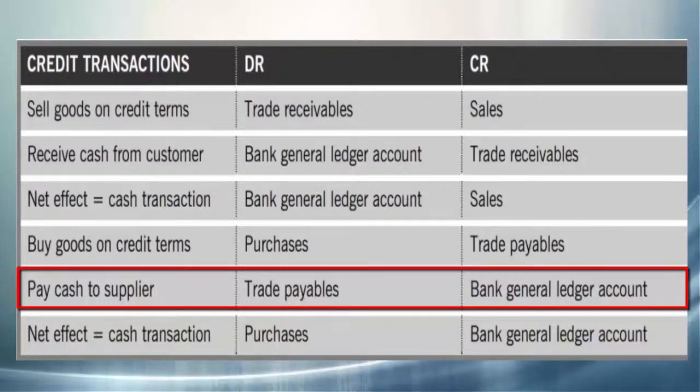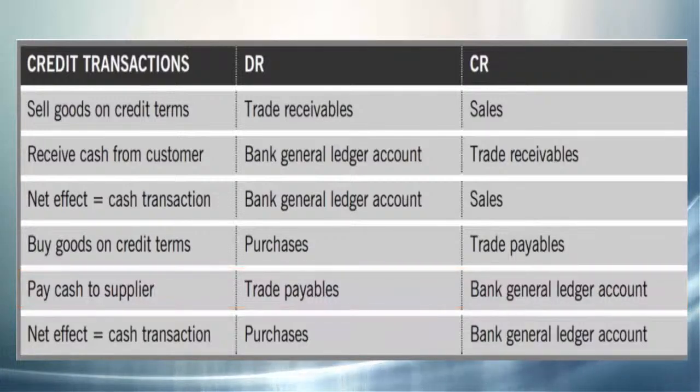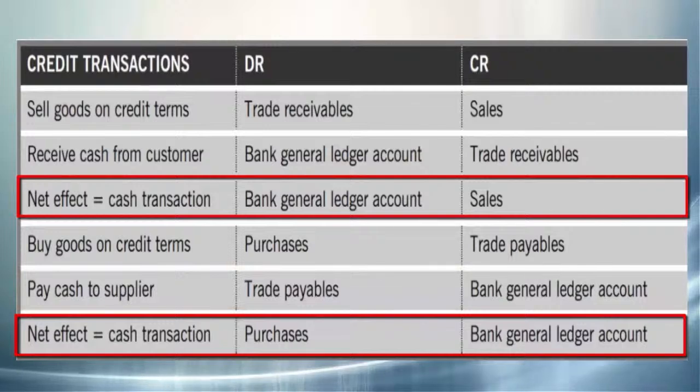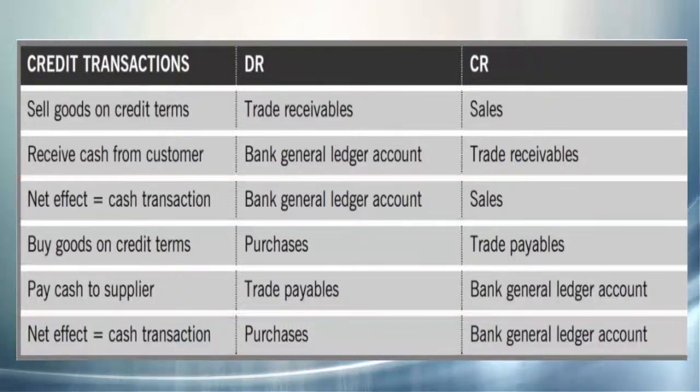Entry in the ledger accounts. Trade payables account, debit $500. Bank general ledger account, credit $500. Understanding the net effect. The net result of these transactions is the same as a cash transaction. However, there's an additional time delay between the initial transaction, recorded in receivables or payables, and the final cash settlement, recorded in the bank account. These extra steps provide a clear record of what's owed to the business and what the business owes others.